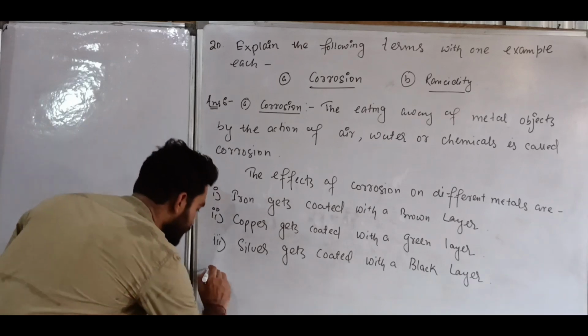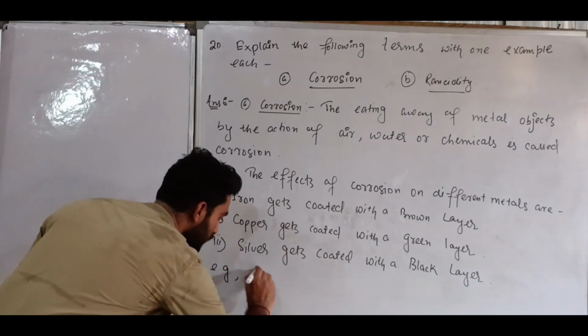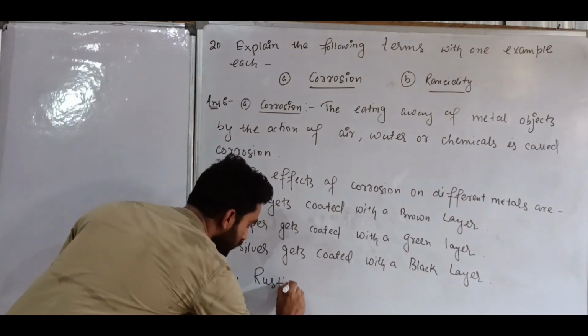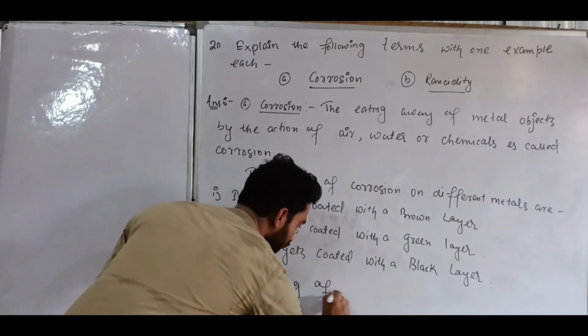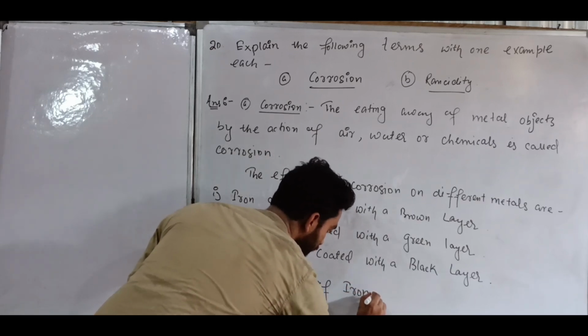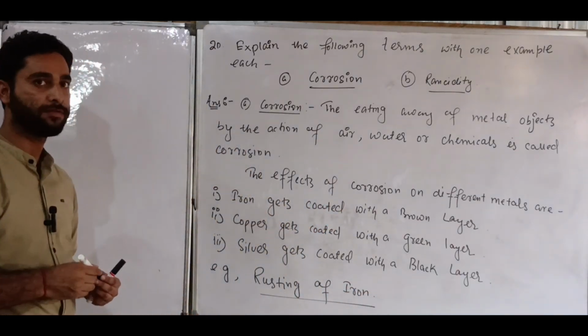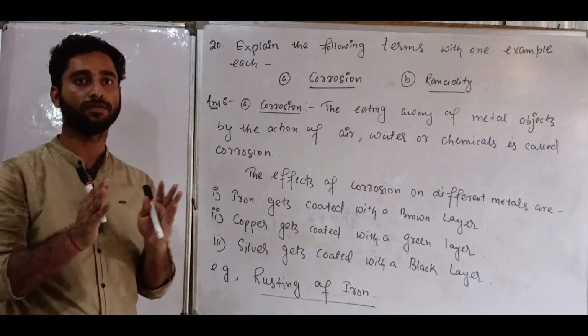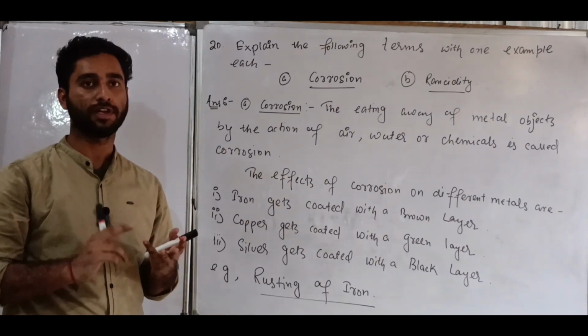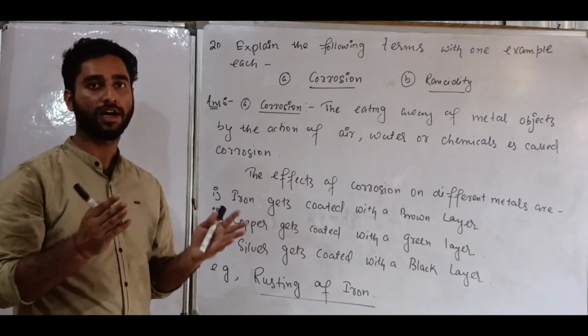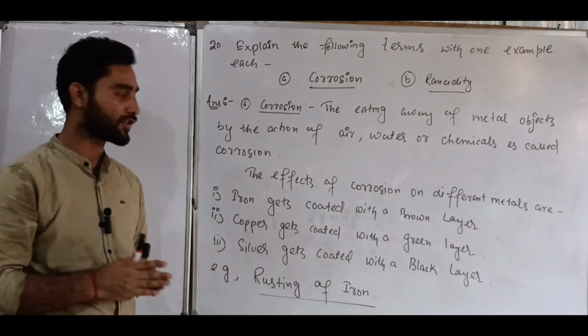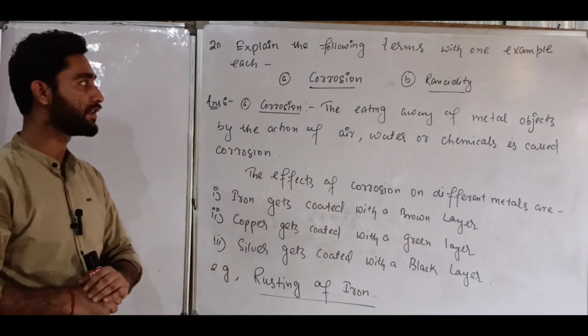And one example of corrosion is the rusting of iron. So what is rusting of iron? It means the oxidation of the iron objects by the action of air and moisture to form the ferrous oxide or the iron oxide. This process is called rusting of iron.